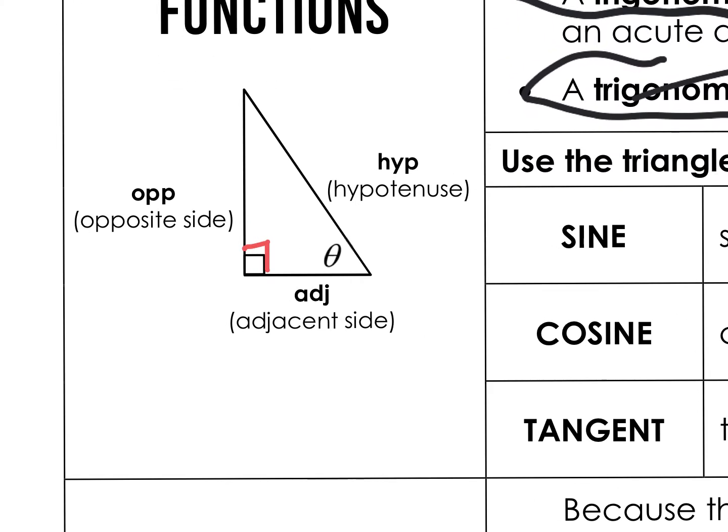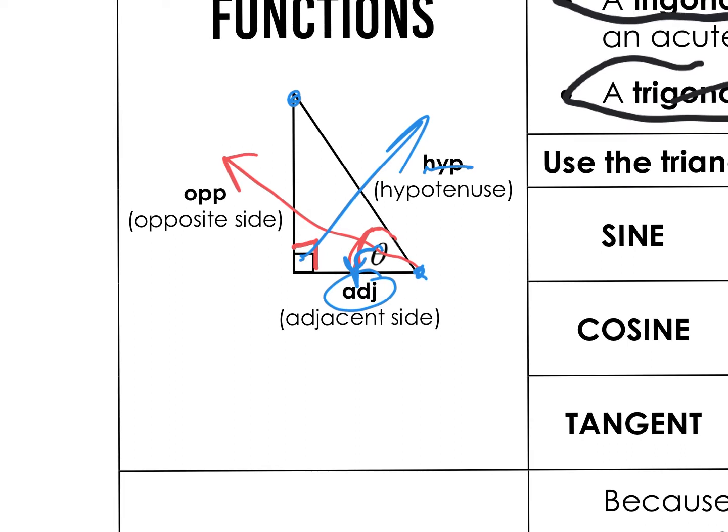Anyway, guys, looking at this triangle, and I'm talking about this particular angle right here, we have the side opposite of this angle, and we call it opposite. The side sitting next to this angle, we call adjacent. The longest side on a right triangle we call the hypotenuse, which is across from the right angle.